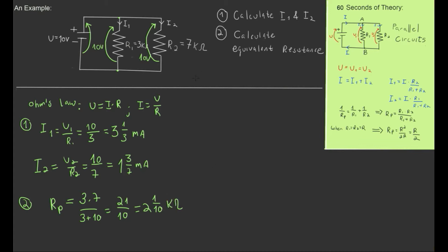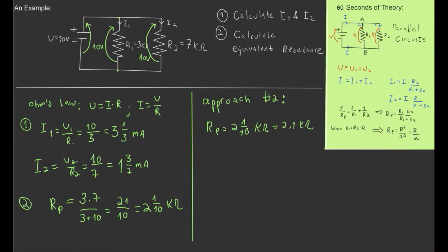I want to quickly show you a different approach to solving this exercise. So let's take a different approach. That approach would start by calculating the equivalent resistance, and we won't do it again. We know that the equivalent resistance is 2 and 1/10 of a kilo ohm, and that is 2.1 kilo ohm.